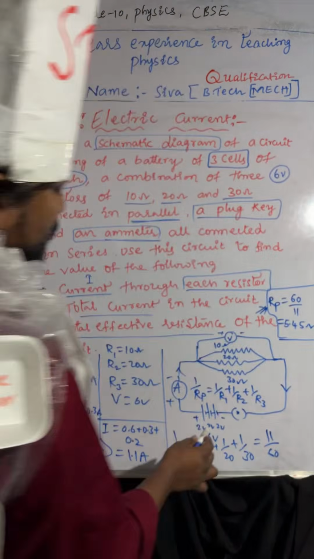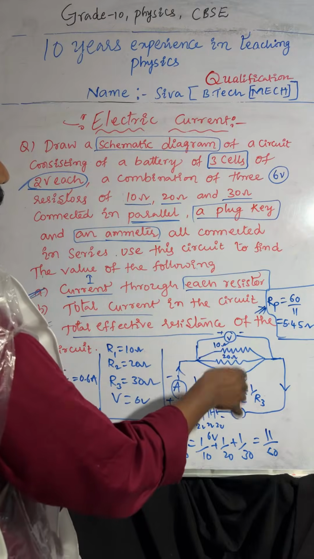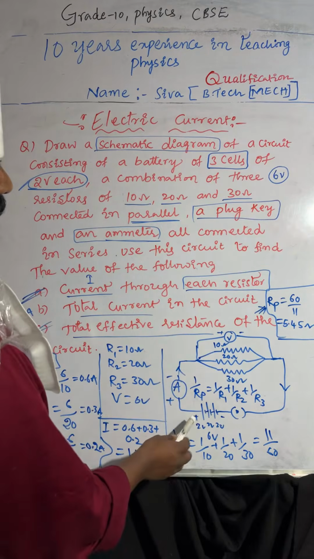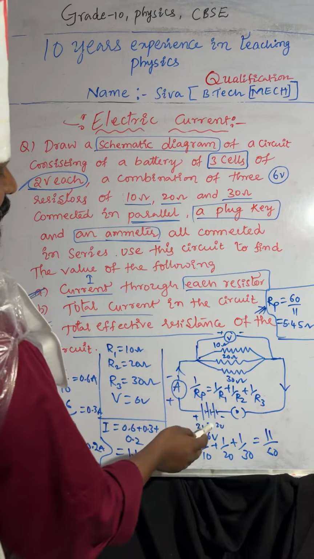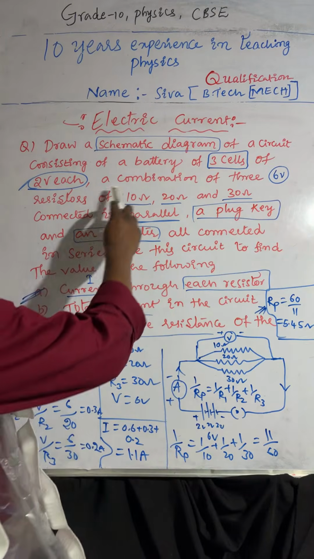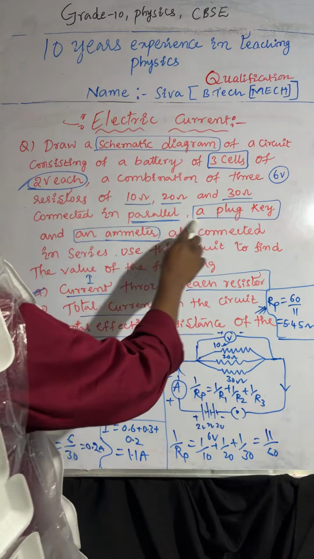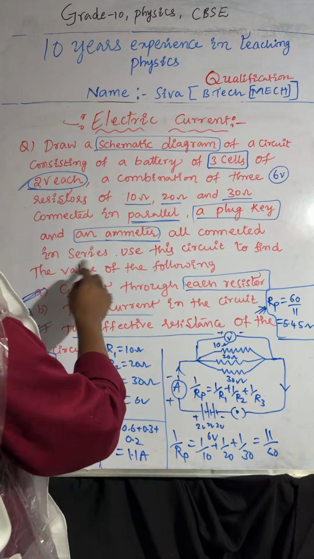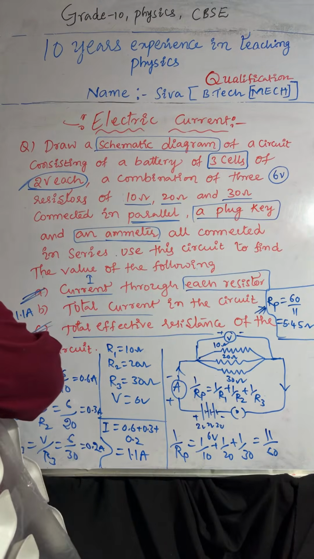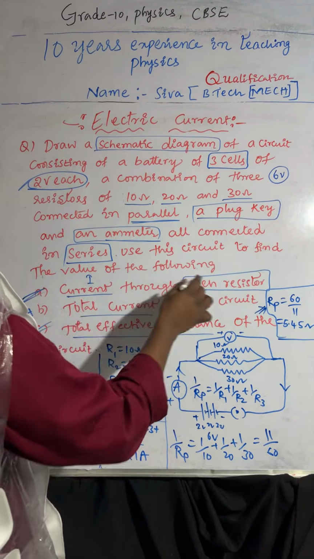Here voltmeter means whatever potential we got here will be the same potential, that's why I given this one. If you mention only this one, fine. A combination of 3 resistors, 10 ohm, 20 ohm, 30 ohm, are connected in parallel. A plug key and ammeter are all connected in series, right?